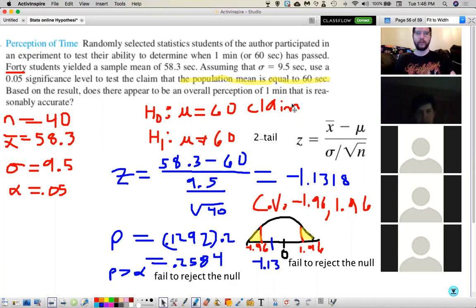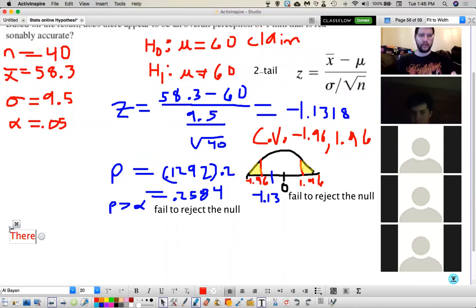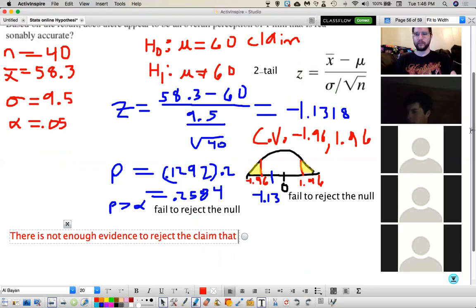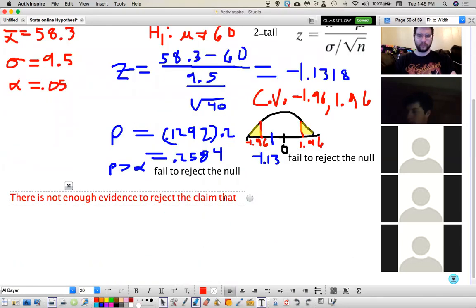Now, where was our claim? Our claim was in the null. We failed to reject the null, so we cannot reject the claim. There is not enough evidence to reject the claim that, and then we go back and read, the population mean is equal to 60 seconds. That's our claim.